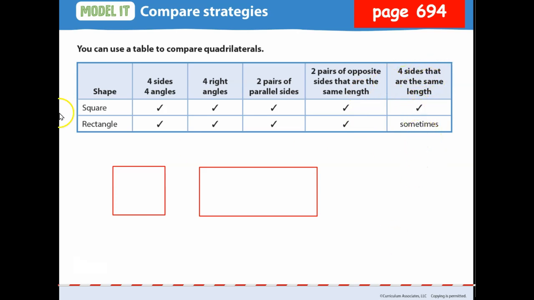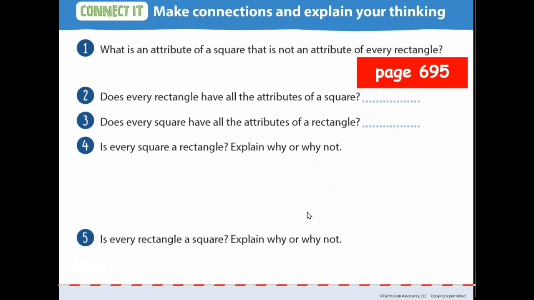The only one is a square. Sometimes it could be a rectangle if it's this. Sometimes, not all the time. All right. Perfect. Go to page 695.